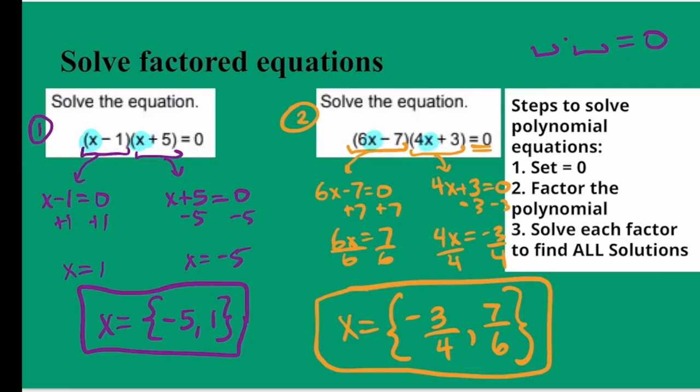If you have a problem that has 3 factors and 3 different x values, you're going to get 3 answers. 4 factors can give you 4 answers.